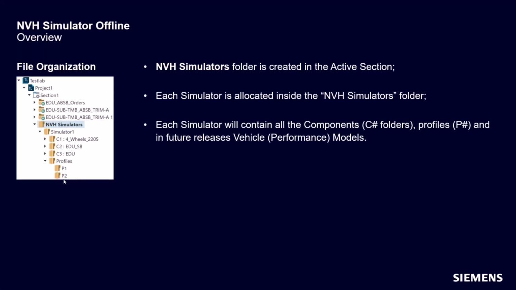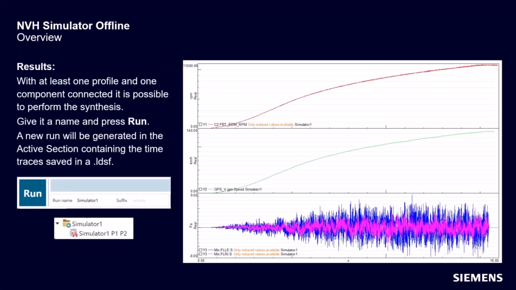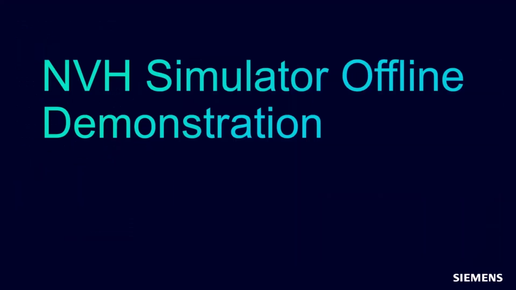The results will end up as runs in the active section, and the results will be the time domain results for your target. So in this example, we're producing a time domain synthesis at the driver's left and right ear, and we get this LDSF out versus our vehicle speed and RPM, just like we would expect. So let me show you what this looks like.